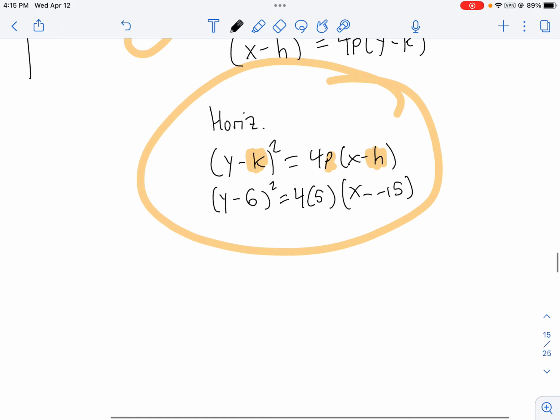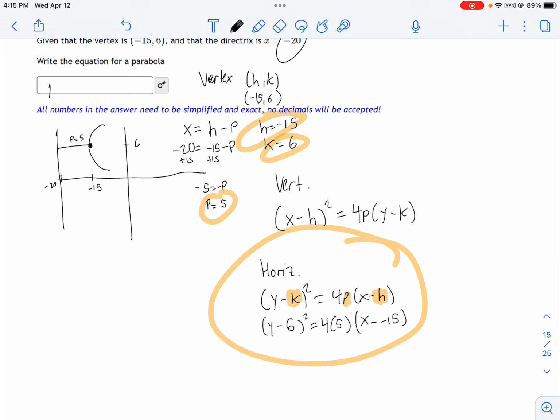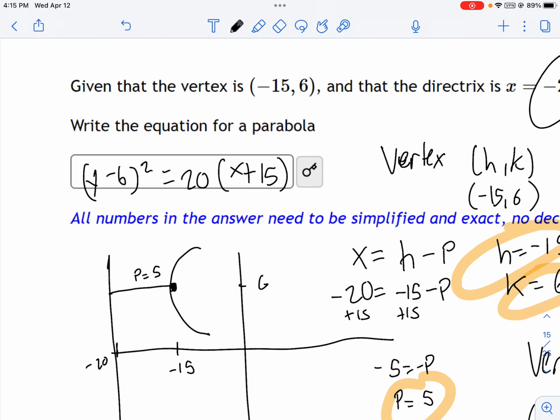And then all we have to do is simplify that a little bit. Y minus 6, that can't be simplified. So y minus 6 squared equals 4 times 5, 20. And then x minus a negative is the same thing as addition, x plus 15. And there you go. That is your equation for the parabola.